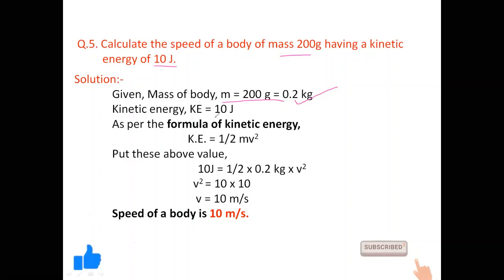Kinetic energy is given here, 10 joule. As per the formula of kinetic energy, K is equal to 1/2 mv square. We will calculate the value of this v square because we have to find out the speed. Put these above values. Kinetic energy is equal to 10 joule is equal to 1/2 into mass of the body, that is 0.2 kg. V square we will find out as 10 into 10. So V will be equal to the speed of the body, 10 meter per second.